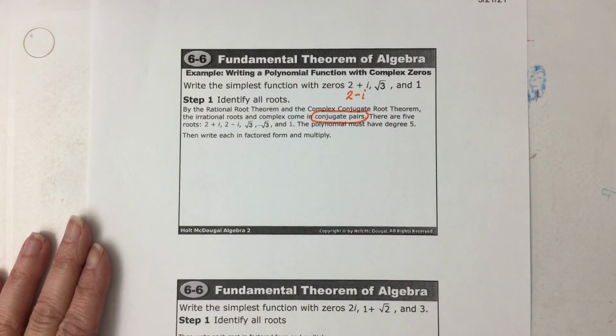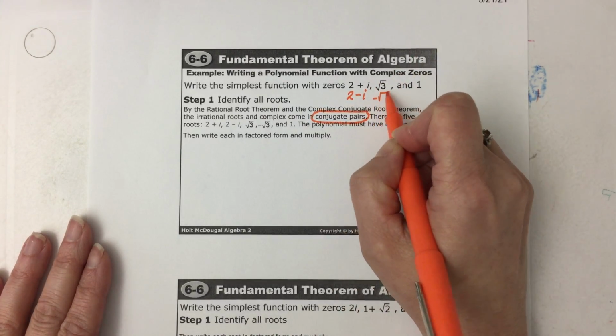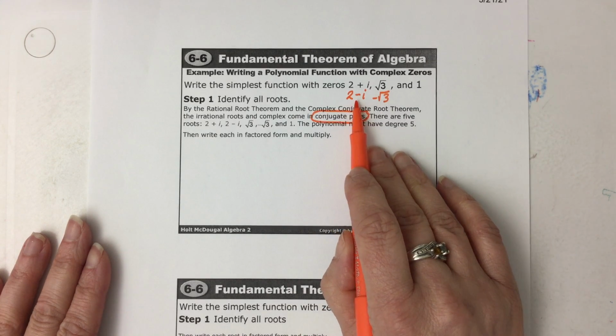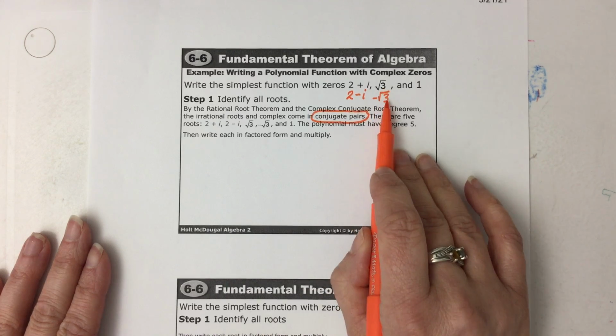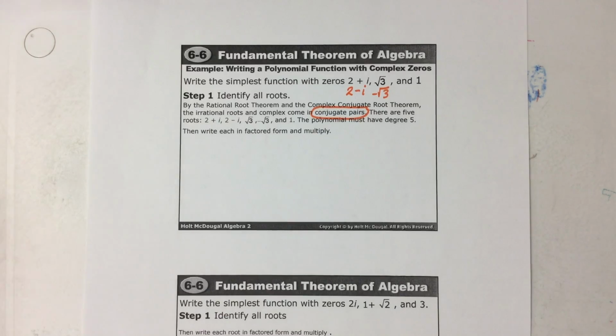They come as a pair. You cannot have a positive square root of 3 without also having a negative square root of 3. And again, conjugates only occur with imaginary and square root terms. So this one does not have a conjugate pair. You only have conjugates with imaginaries and square roots.